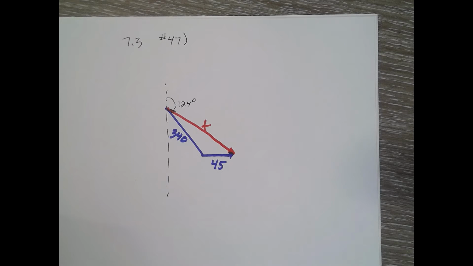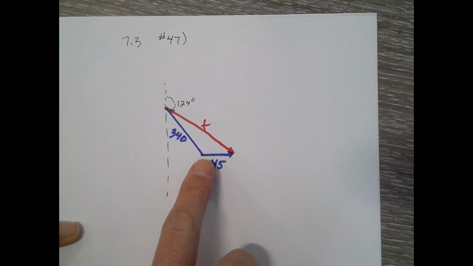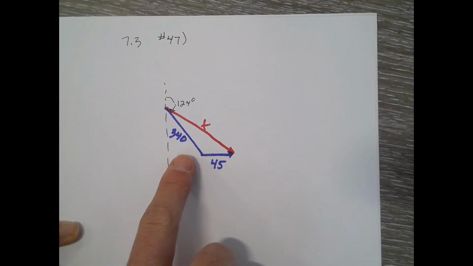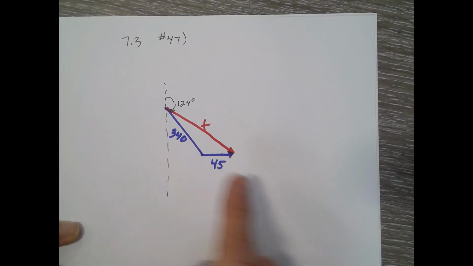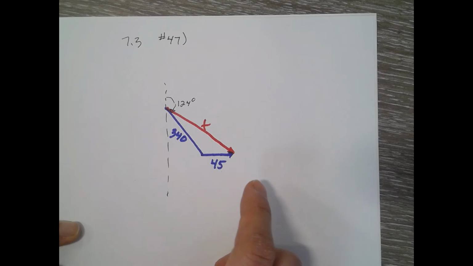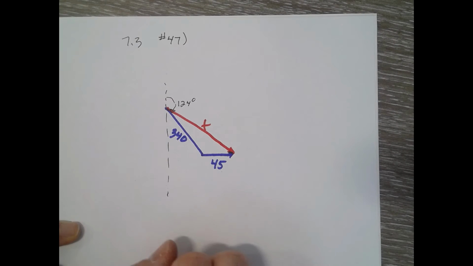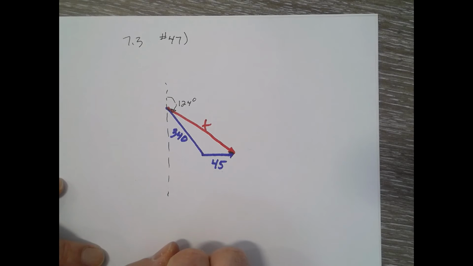Right, so using physics, if the wind is blowing this way, is it contributing in this direction? Yes, it is. So it's going to be going faster. Using geometry, we'd say, yeah, it's going faster because x is longer than 340. Both reasons why our resultant speed is going to be greater than 340.